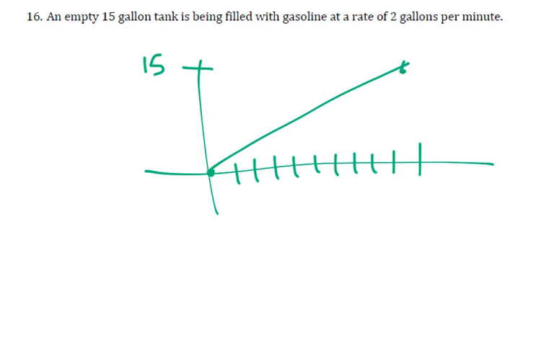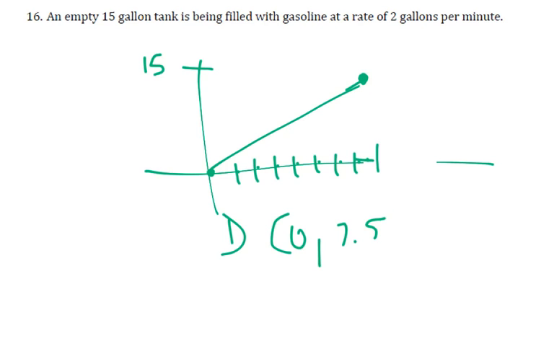So here, our domain would be from 0 to however long it would take to get up to 15, which would be, so every minute we're going by 2. So it would be 1 minute, 2, 3, 4, 5, 6, 7. It would probably be actually a 7, wouldn't it? 7.5. So 7.5 is when we should hit that 15 mark.